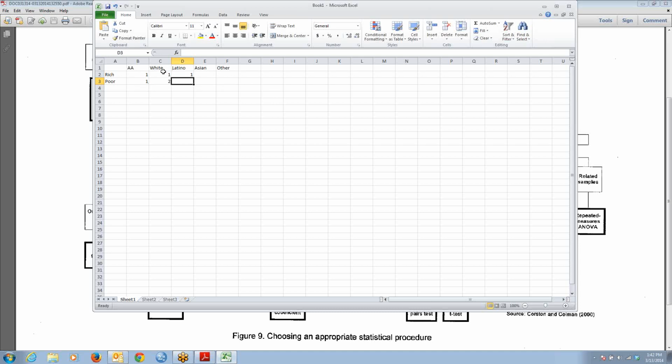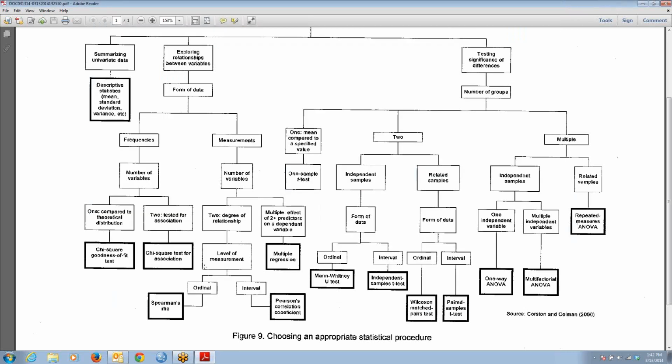In other words, is there no relationship between race and wealth? Or is it unevenly distributed, in that you're more likely in our sample to be rich or poor based on what race you are? Okay, so that is the chi-square test for association.